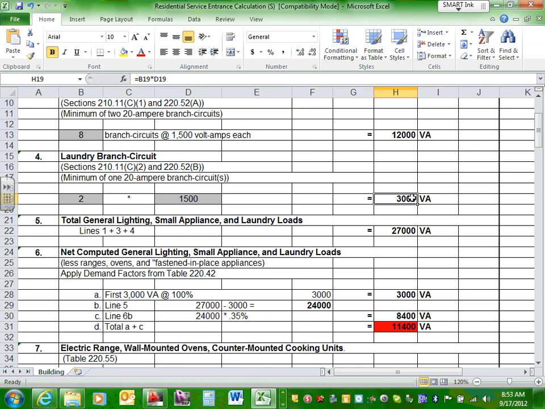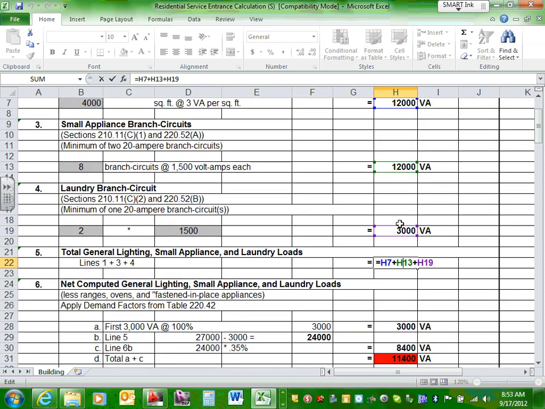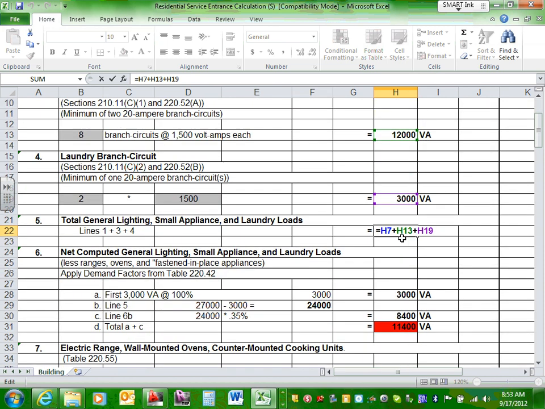Okay, now look at this step: add them up. Step: general lighting, small appliances, and laundry. Can you see how I added this number to this number to this number? Add it up. Everybody knows how to add. Either you always put equal, cell 1 plus cell 2 plus cell 3, or if they're all in one order, you put equal SUM and open brackets. I'm going to change this one. Here's what I can do: I say SUM, open the brackets here.